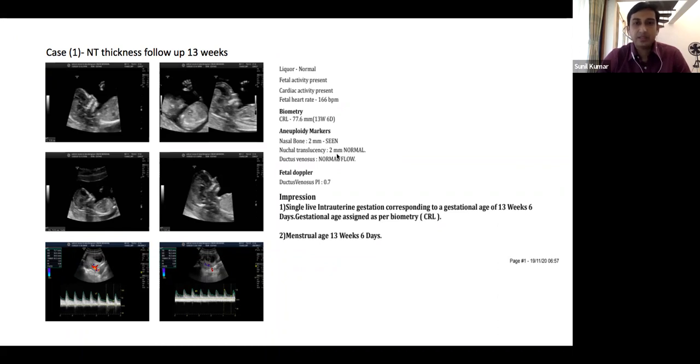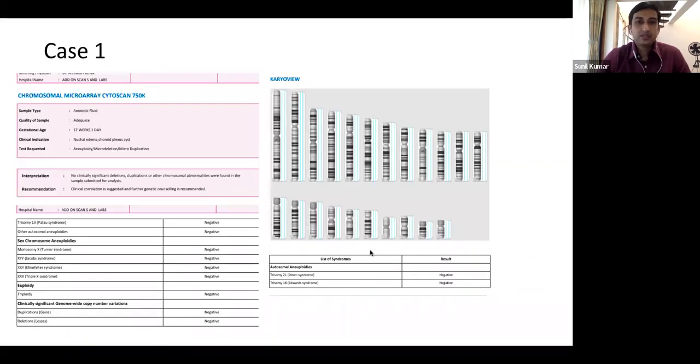Earlier it was 3 millimeter. Now it is 2 millimeter, meaning it is reducing. This was done at 13 weeks, 6 days. So we didn't want to take a chance. So NIPT, no, not NIPT, microarray, its amniocentesis was done at 17 weeks, 1 day.